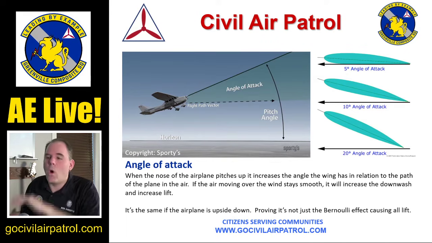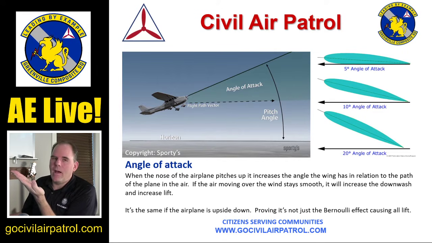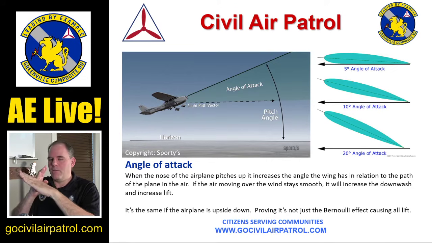If you tried to go upside down in a Cessna, you would have to pull the nose up a lot higher to compensate for that difference of that one part of lift.